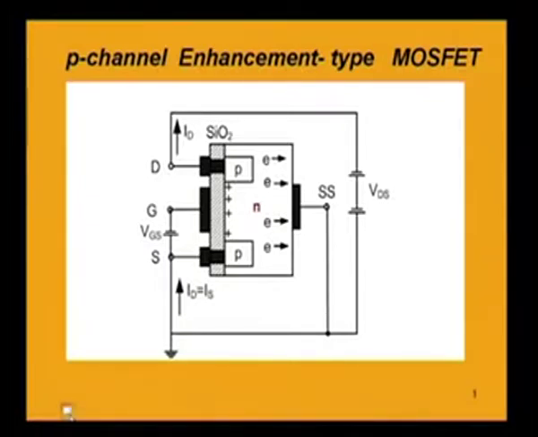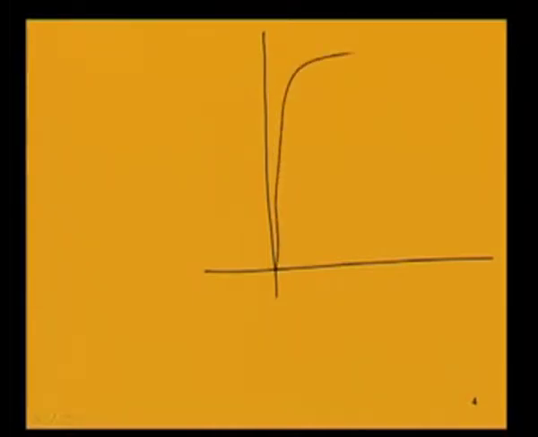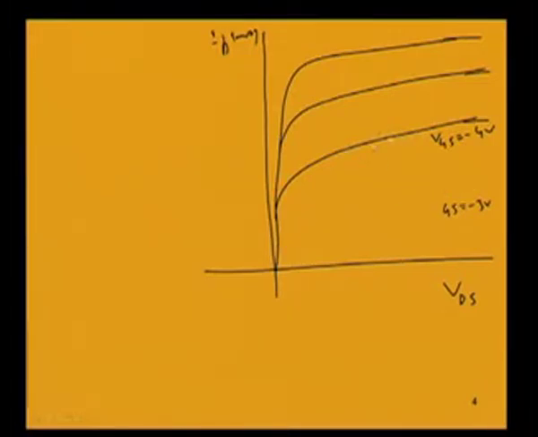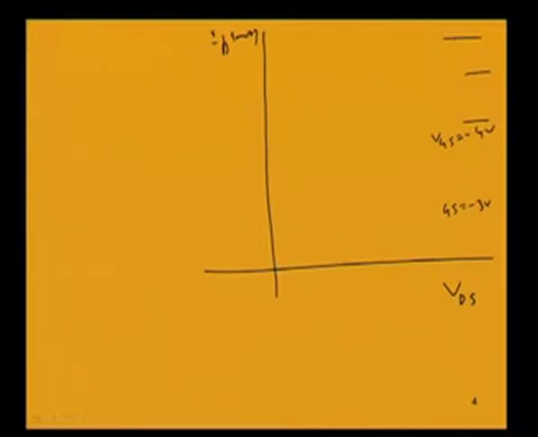So, the P channel enhancement type MOSFET will have its own VI characteristic. If we plot it, the curves will be similar to those we obtained in the earlier case of the N channel MOSFET, but VGS is negative, say minus 3 volt, minus 4 volt, etc. Of course, these will be horizontal curves like this, as saturation is happening.